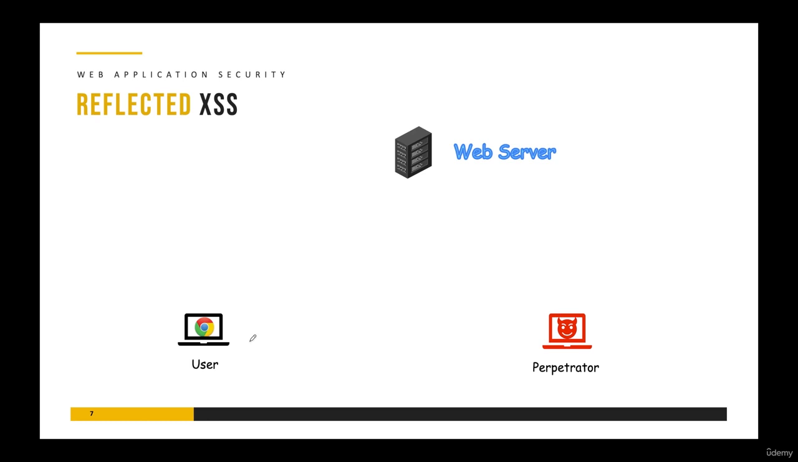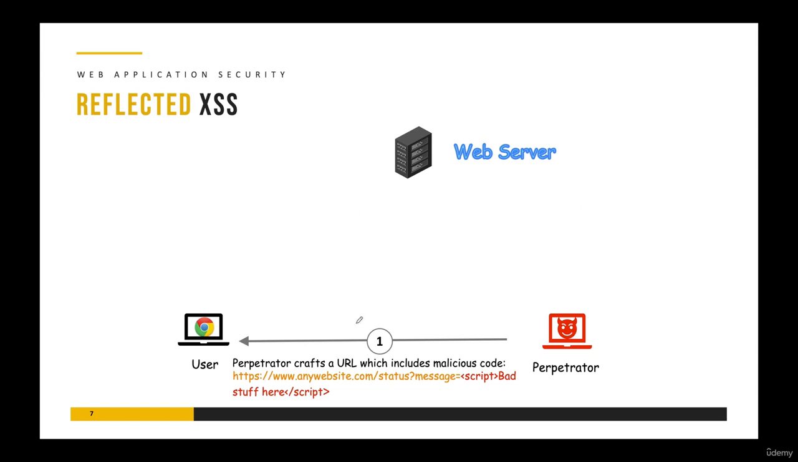So there is a user and we have the perpetrator, and here's the web server. So what happens is that the perpetrator crafts a URL which includes the malicious script. So if you notice here, he has included the malicious script right inside the URL. And then this URL is sent to the user. Now, users are normally not very careful. They don't actually see the full URL and they assume that it will be legitimate and they click it.